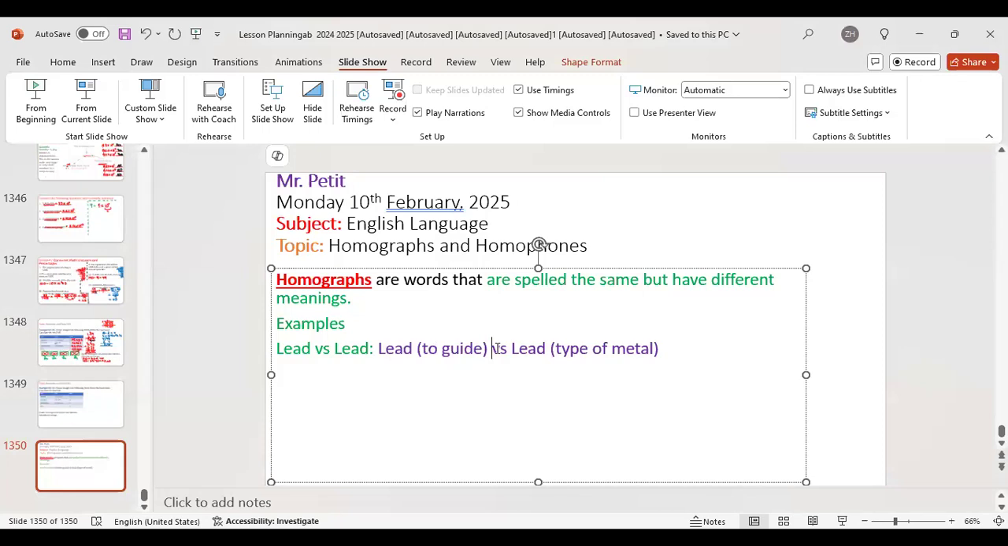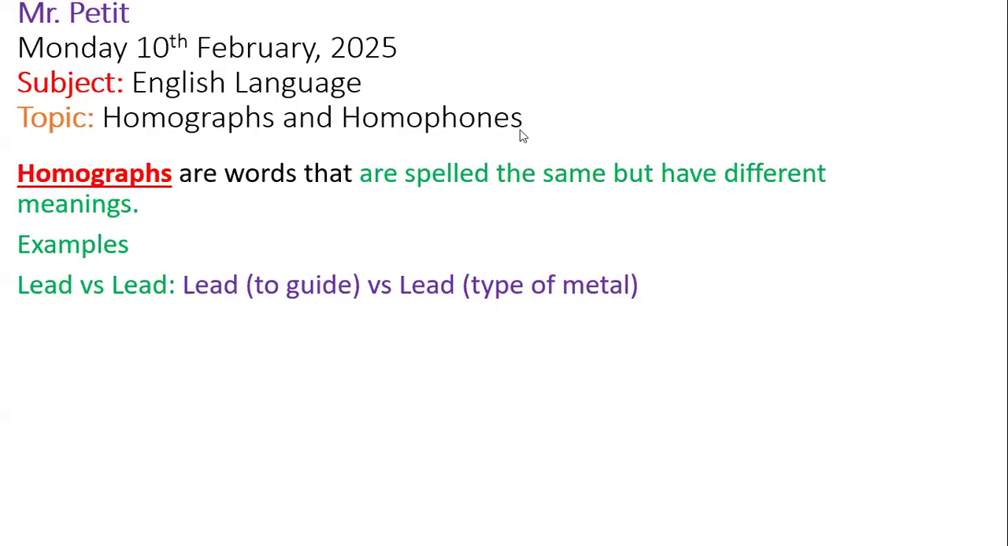All right. So use them in a sentence. I want you to use the two in the sentence, please. The first lead, which means to guide, and the second lead, which is a type of metal. Use both of them in a sentence. Put it inside the chat, please.